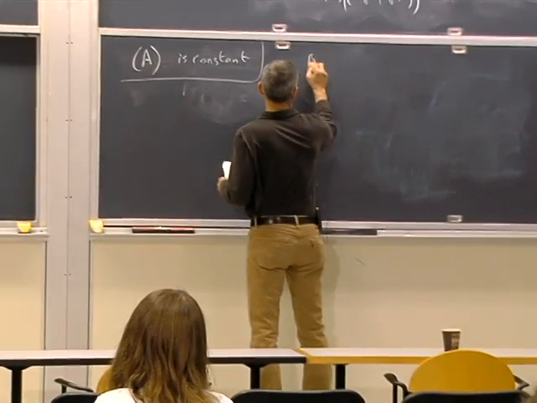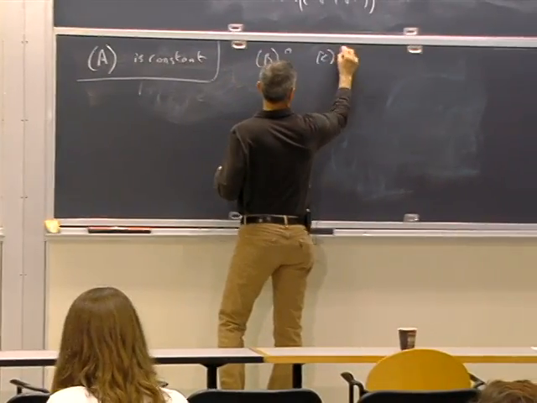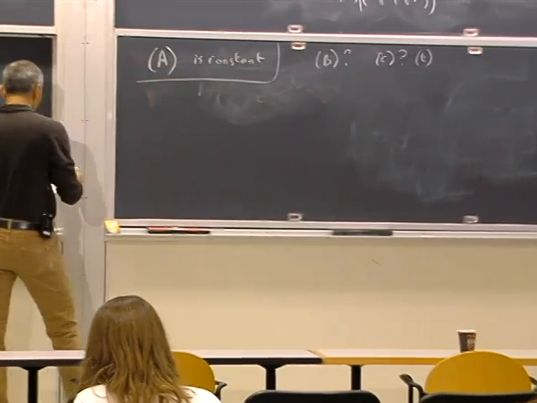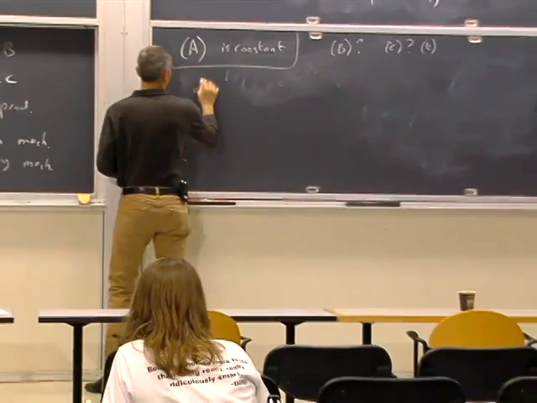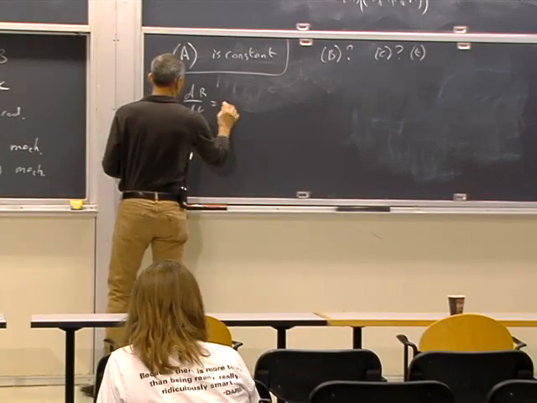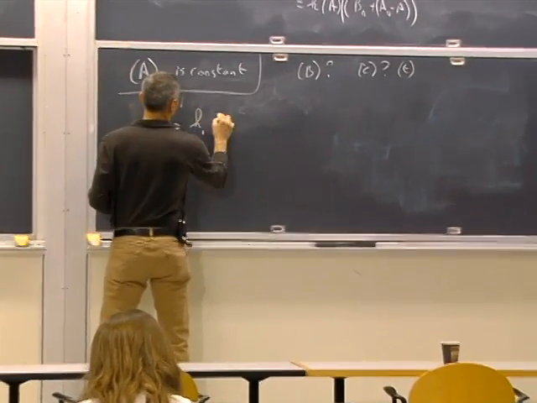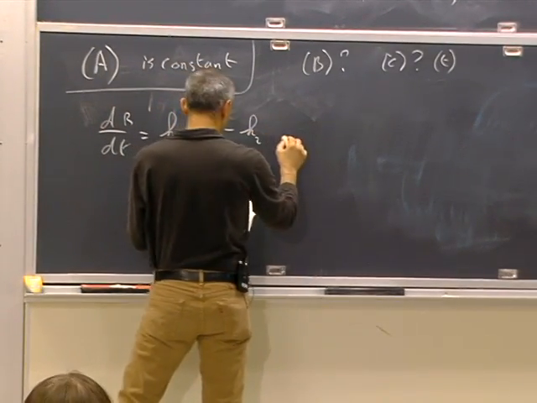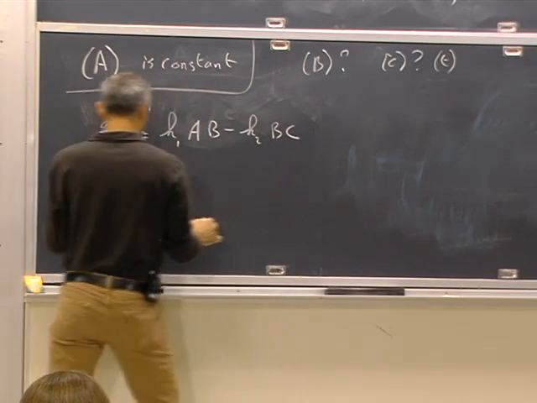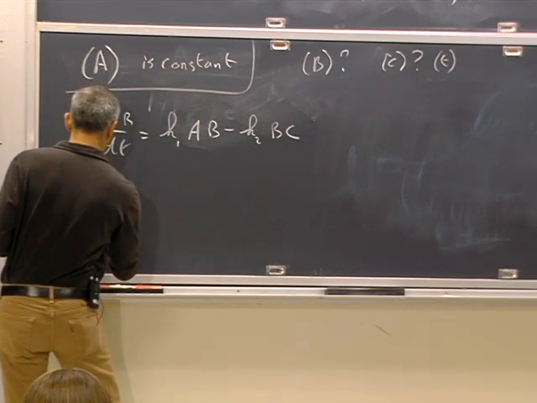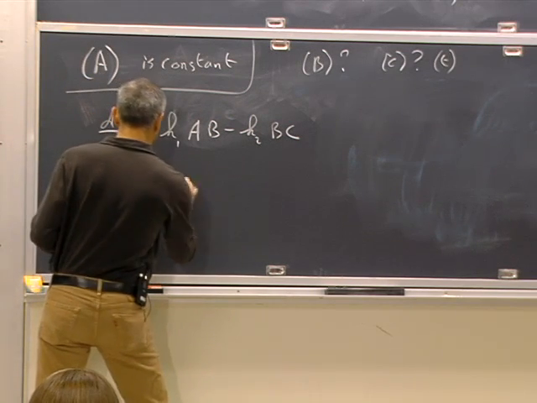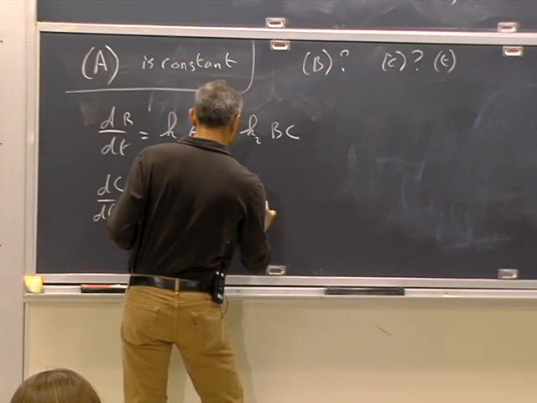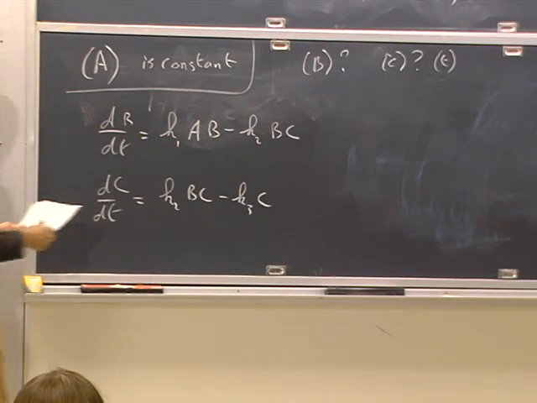OK, now we want to know what is the concentration of B and C as a function of time. So we write down our kinetic equations. dB/dt gets produced through the first step, K1 A times B, gets destroyed in the second step, K2 B times C. dC/dt, C gets produced in the second step, K2 B times C, gets destroyed in the third step, K3 times C. You got to do your bookkeeping correctly.